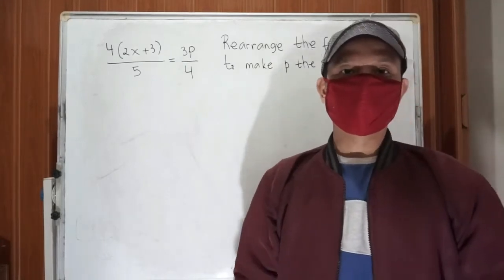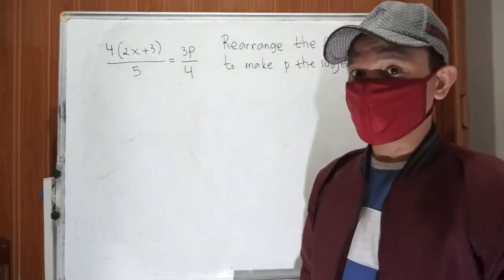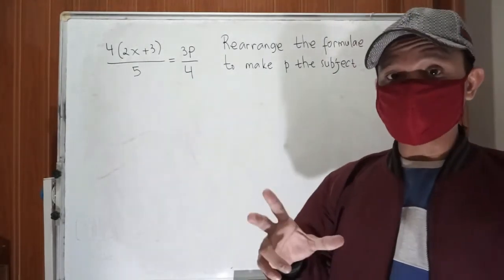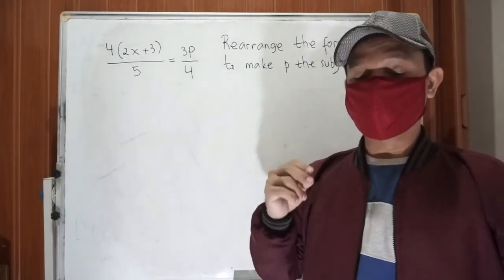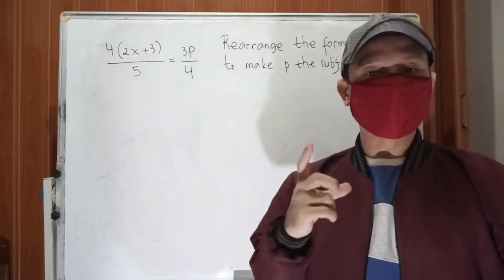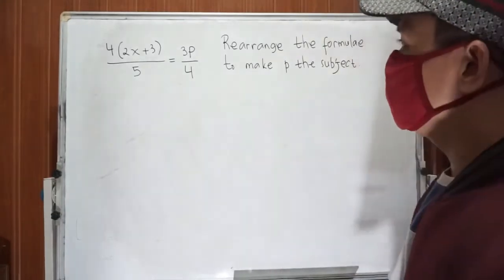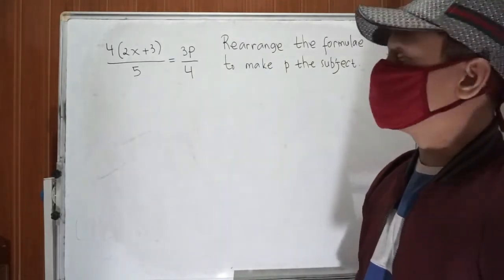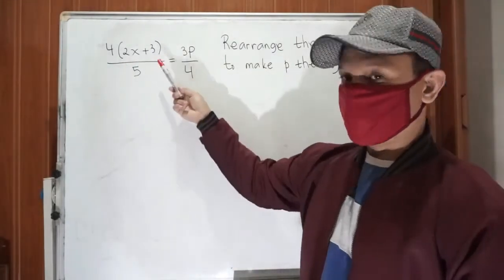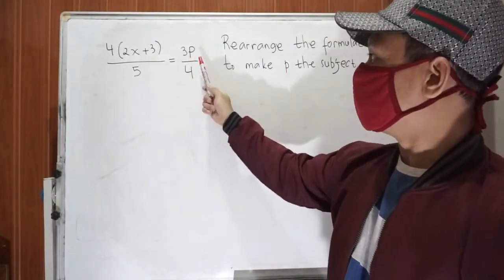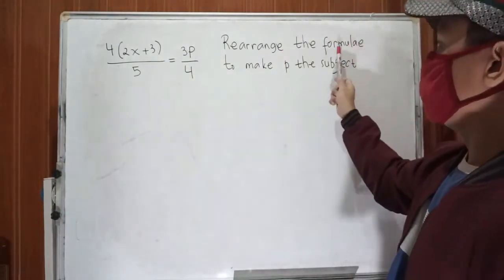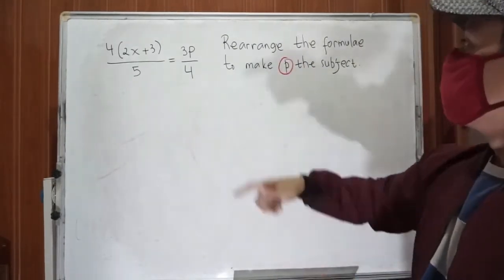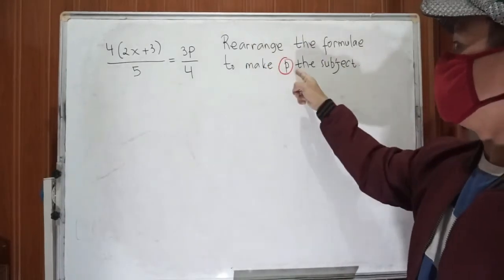Today we are going to discuss rearranging formula. Okay, rearranging formula, how to rearrange the formula to be the subject of something, right? Okay, students, I'll give you one example. 4 open the bracket 2x plus 3 over 5 equal 3p over 4. Rearrange the formula to make p the subject.